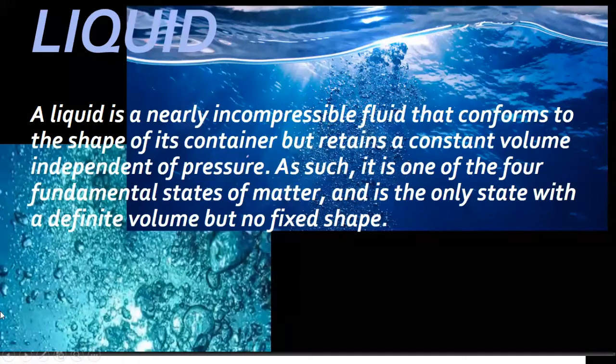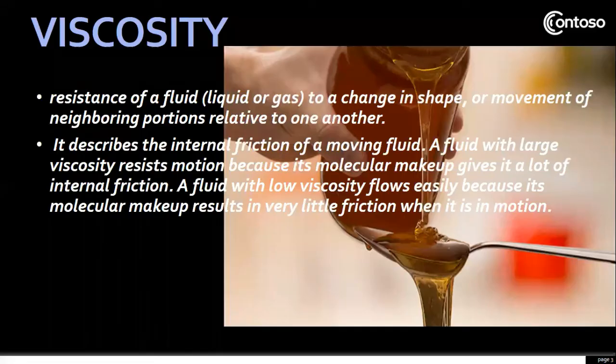Okay, so with viscosity, it is the resistance of a fluid, liquid, or gas to a change in shape or movement of neighboring portions relative to one another. It describes the internal friction of a moving fluid. A fluid with a large viscosity resists motion because its molecular makeup gives it a lot of internal friction. A fluid with low viscosity flows easily because its molecular makeup results in very little friction when it is in motion. A very good example of it is a cup of water and a jar of honey.